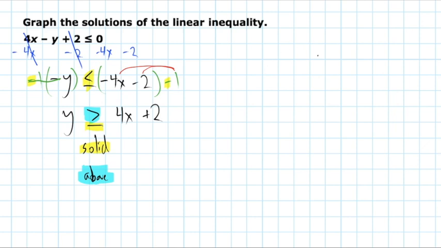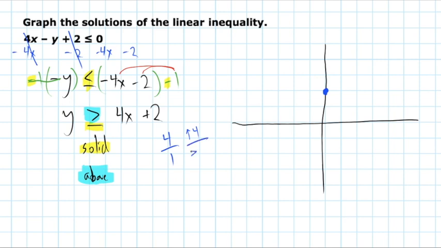So let's sketch out what this looks like. My y-intercept is positive 2. So I'm going to come here to positive 2 and put a dot. My slope is 4 over 1. This is telling me to go up 4 and right 1, since they are both positive. So going up 4, 1, 2, 3, 4, right 1, there's my dot.